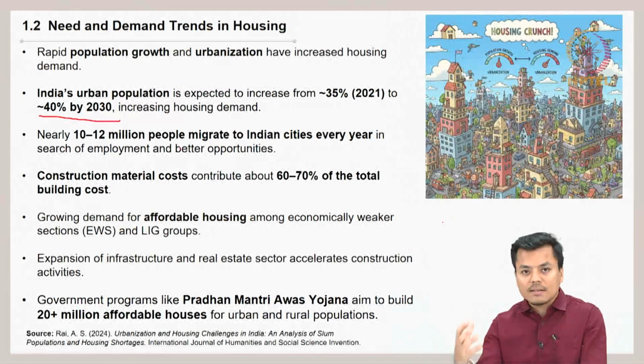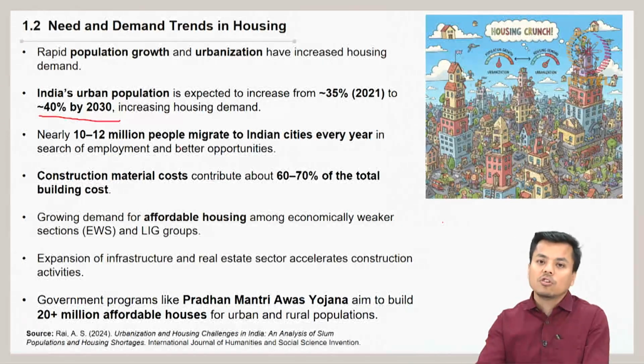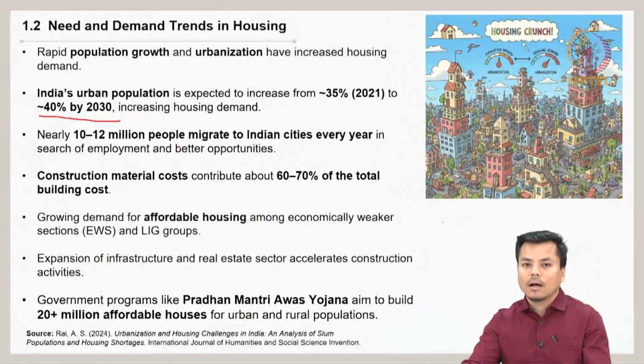So there is a need for construction which is low cost, and at the same time faster than other traditional building methods. We will understand in our gradual lectures how low cost building materials and techniques help overcome all these issues. Then, the growing demand for affordable housing among the economically weaker section and LIG group is a fact, and that is where low cost construction also has a major role to play.